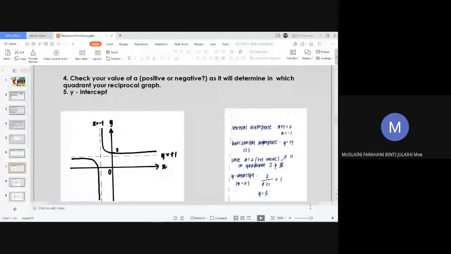Okay. Let's proceed to step 5, which is we have to find the y-intercept. To find the y-intercept, we simply substitute x in the function with 0. Then we'll get the y-intercept is equal to 3. So our graph, the curve in quadrant 1, will pass through 3 on the y-axis, as you can see on the slide. Okay. So next, step 6.